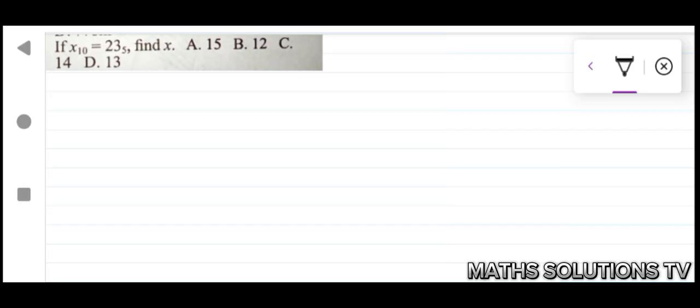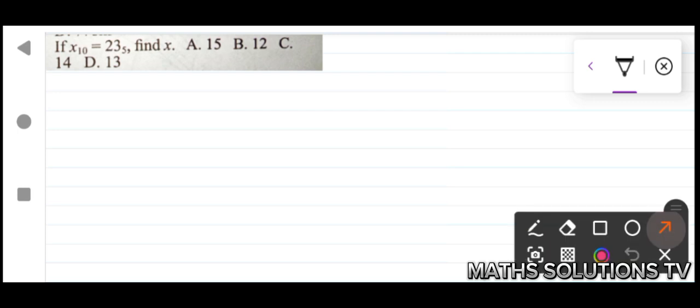You won't believe over 95% of students who sat for this UTME question failed it. Now let's see how to go about it. Looking at this question, it says if x base 10 equals 23 base 5, find the value of x.